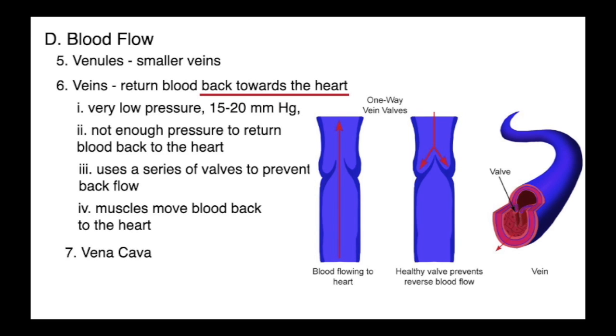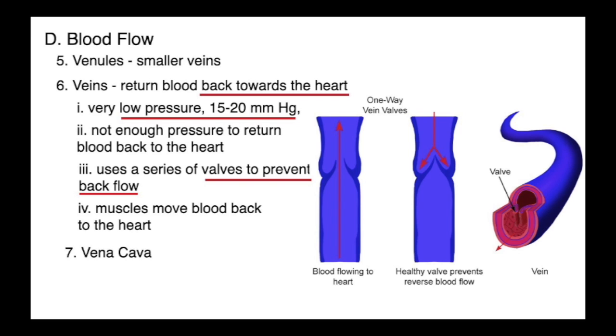Veins return blood back towards the heart. They're under very low pressure, so you measure pressure with this unit called millimeters of mercury, so 15 to 20 millimeters of mercury, small pressure. That's not enough pressure to return blood back to the heart. So because the blood doesn't flow with enough pressure, we need valves to prevent backflow. And your muscles also help to move blood back to the heart, and then we go back to the vena cava.